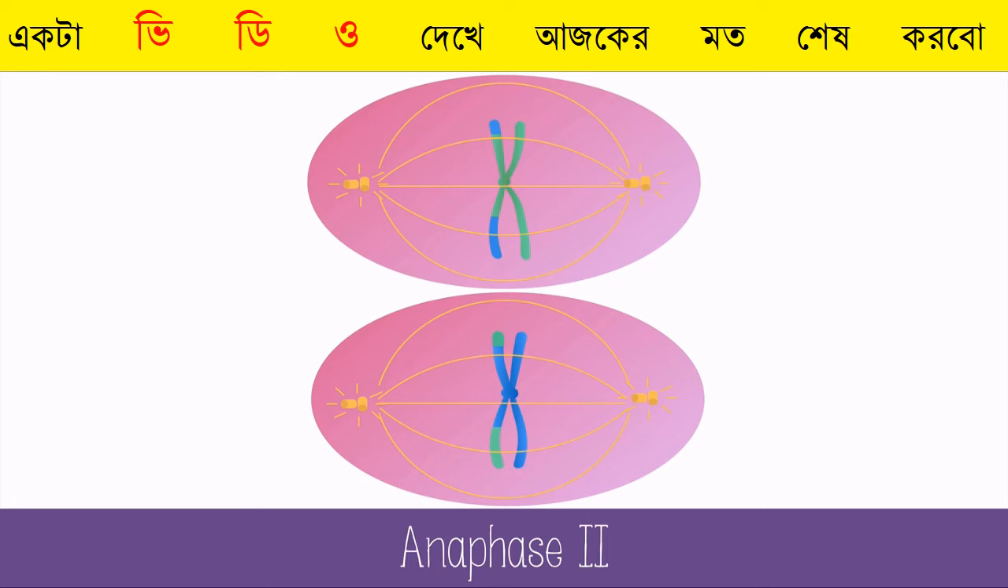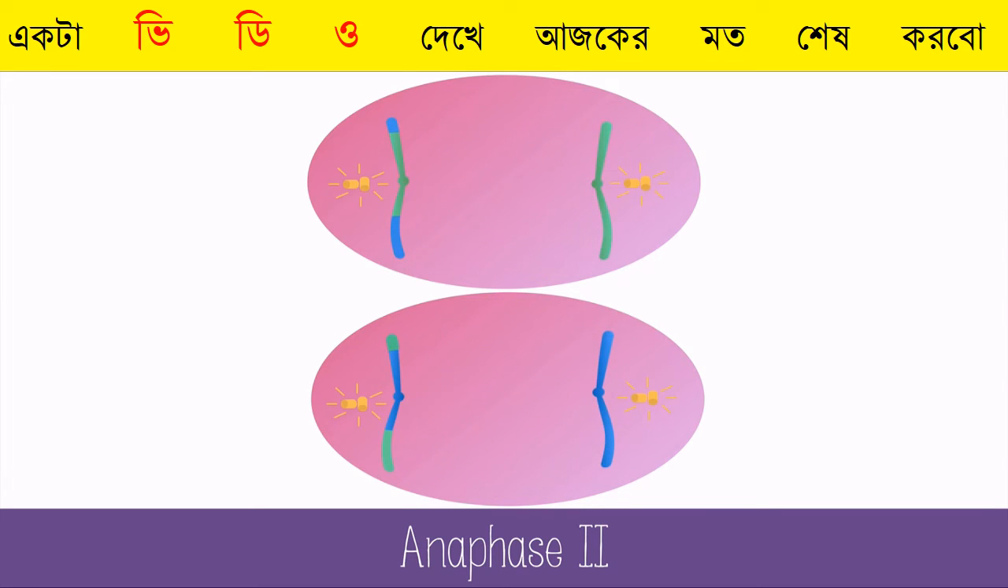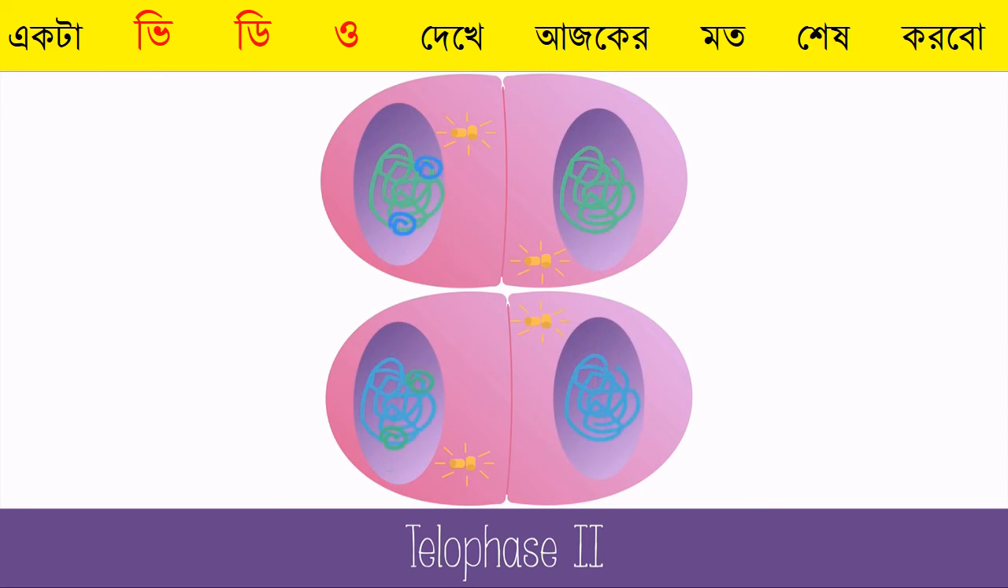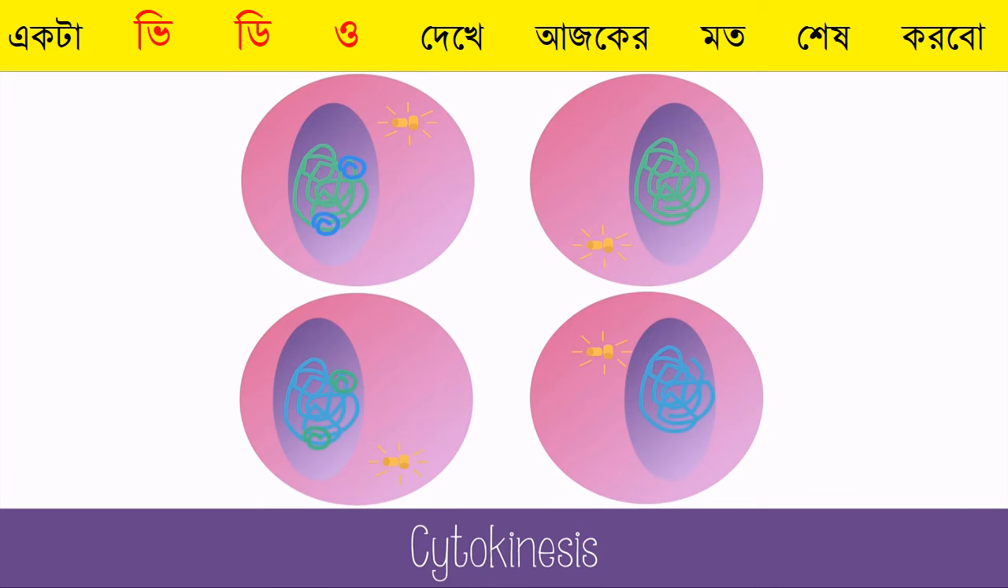Then in anaphase 2, the chromatids separate into chromosomes as spindle fibers pull them to each side. In telophase, the chromosomes unwind into chromatin, and the nuclei reform. Then the cytoplasm divides in cytokinesis, and we're left with 4 haploid cells that are all different. Again, those differences are because of crossing over and recombination.